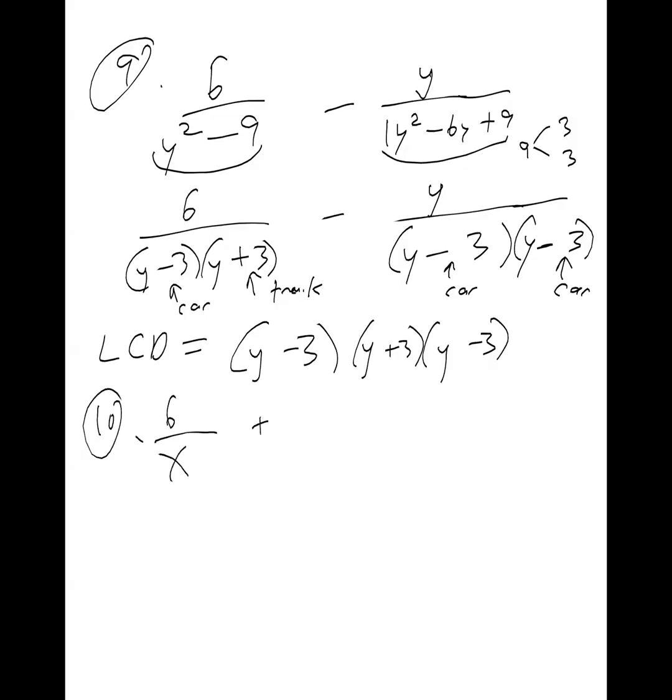Well, it's 2x squared. So this one says 6 over X plus 7 over 2X squared. And let me move that to another page. Oh, wait, there's a 6, 7 again. Wow. So 6 over X plus 7 over 2X squared.